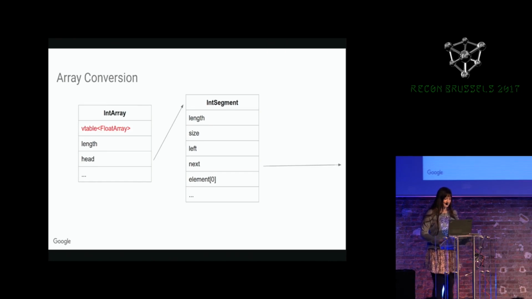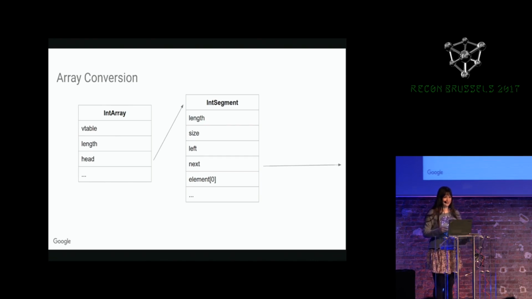So to give an idea of how this works, you have your int array, and the way arrays are structured is actually a fairly elegant design. Every array is an array object, and then it has a head that points to a segment of the array, and then the segment has where it starts and its data in it and that sort of thing.